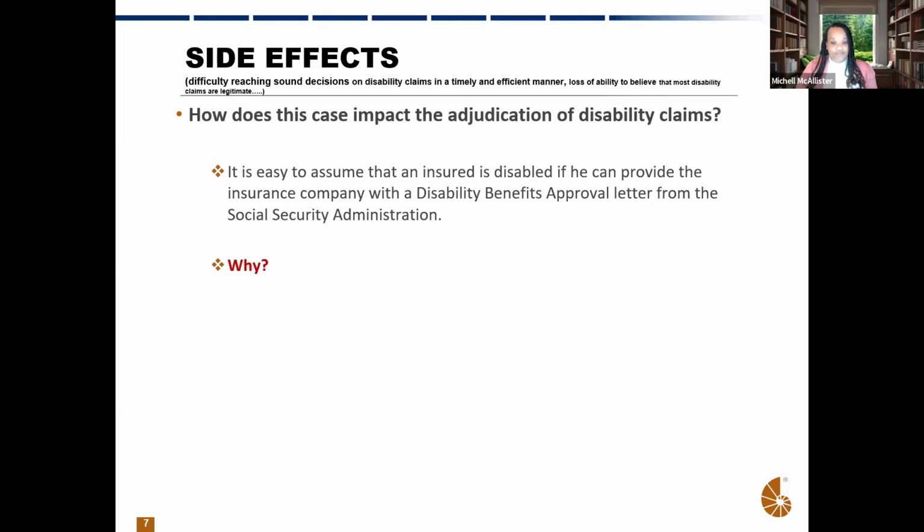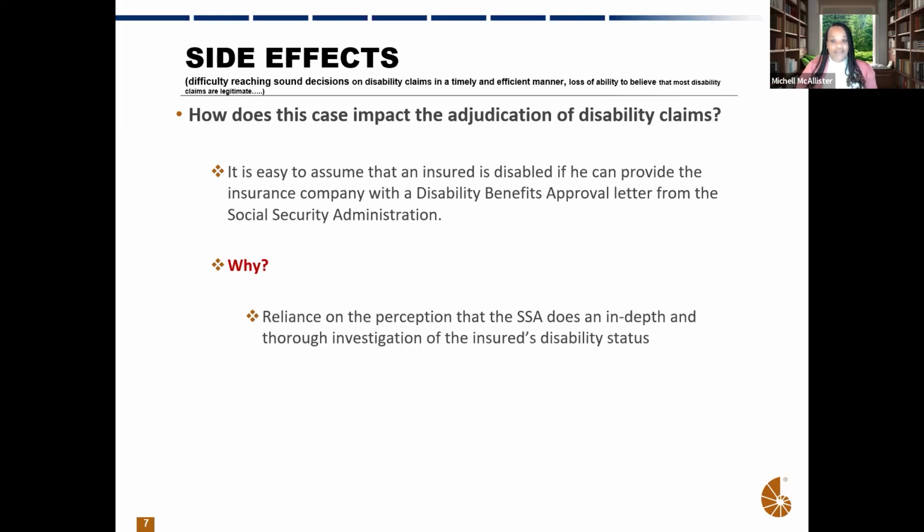And why is that? Well, reliance on the perception that the Social Security Administration is going to do an in-depth and thorough investigation into the insured's disability status. We rely on the Social Security Administration to do that because they're the experts in disability. It also provides the insurance companies with a faster resolution to the claim settlement. Sometimes that will keep us from needing to get medical records, which will cut our costs.